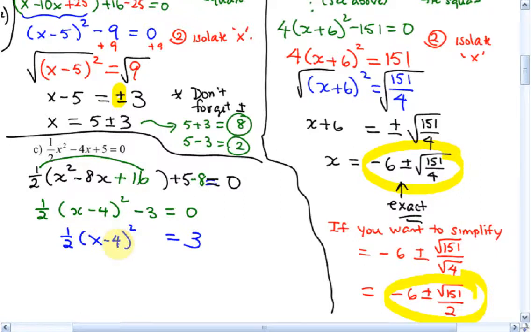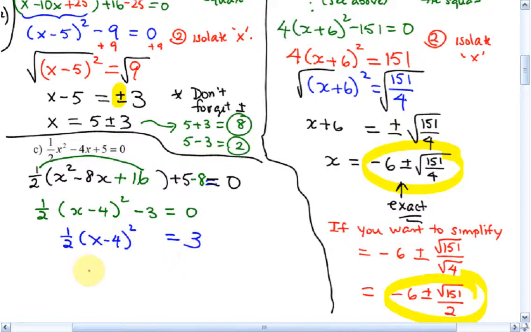Sorry? Isn't it 32? Half times 16. Half times 16 is not 32. Half times 16 is 8. You did 2 times 16. Okay? Now let's keep going. So what's the next step after this?